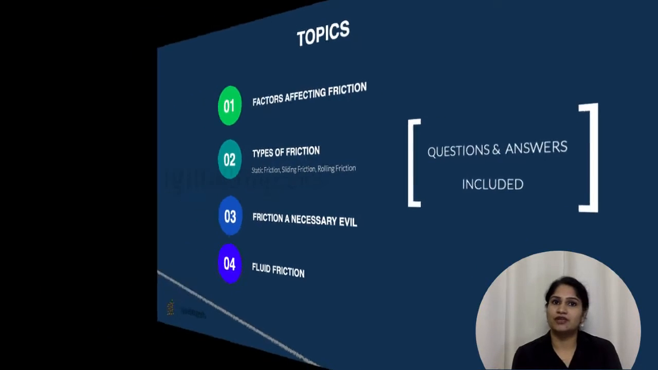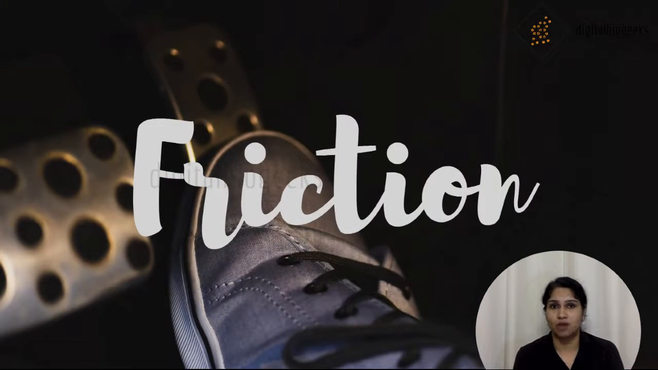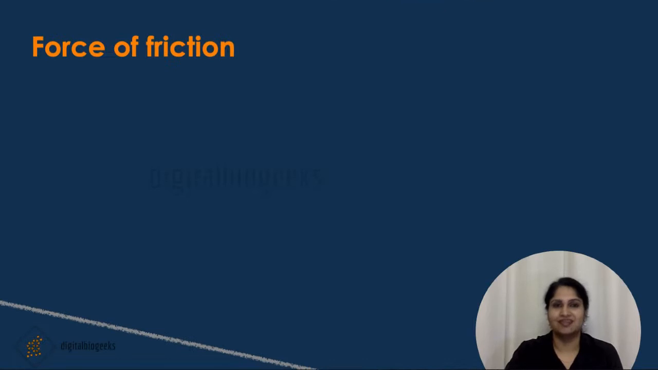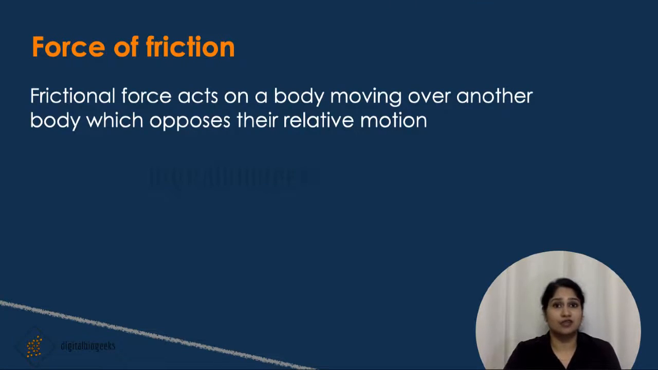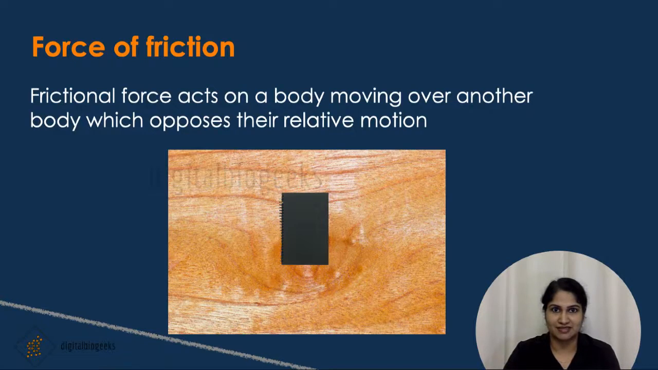When we apply brake, the vehicle stops. This is due to friction. Let's learn more about friction. Frictional force acts on a body moving over another body which opposes the relative motion. The frictional force always acts in the opposite direction of a moving object. Let's do one experiment on this.